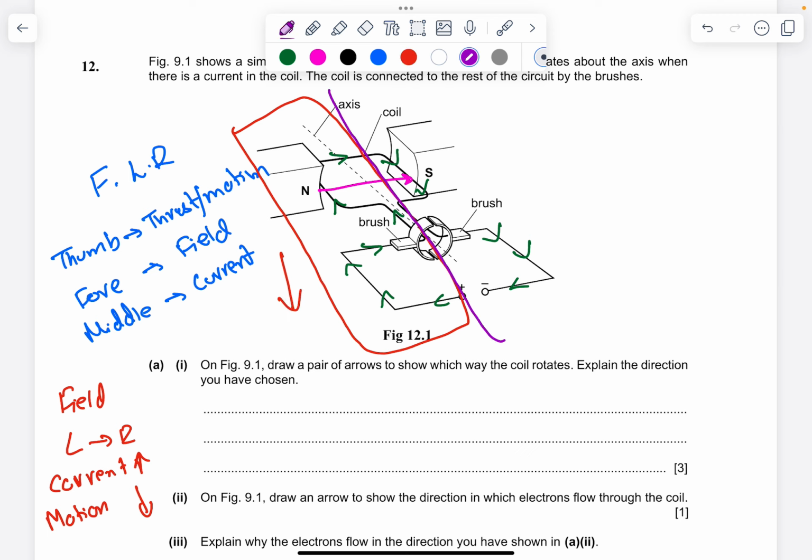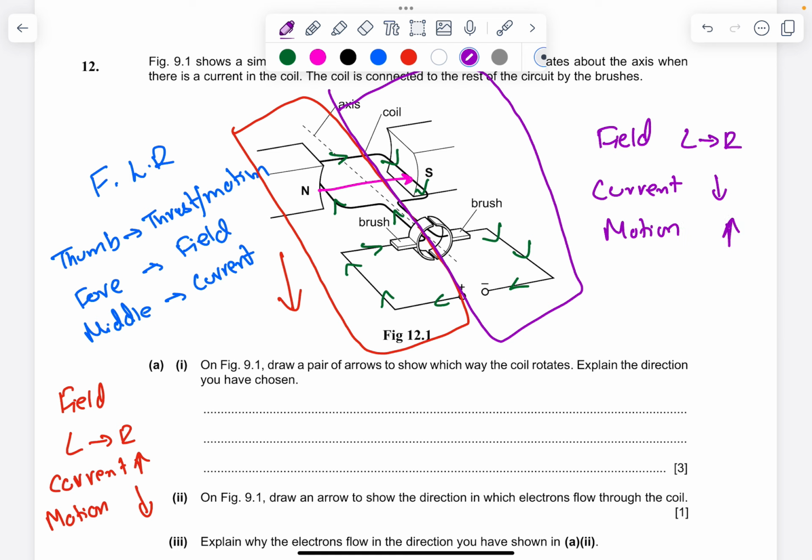Now, when I compare to the second half of this one, the field is still going from left to right, but the current is going downwards. By using Fleming's left hand rule, we can see that the motion is upwards. So from this side it is downwards and this side is upwards, which means it is going in the anti-clockwise direction.